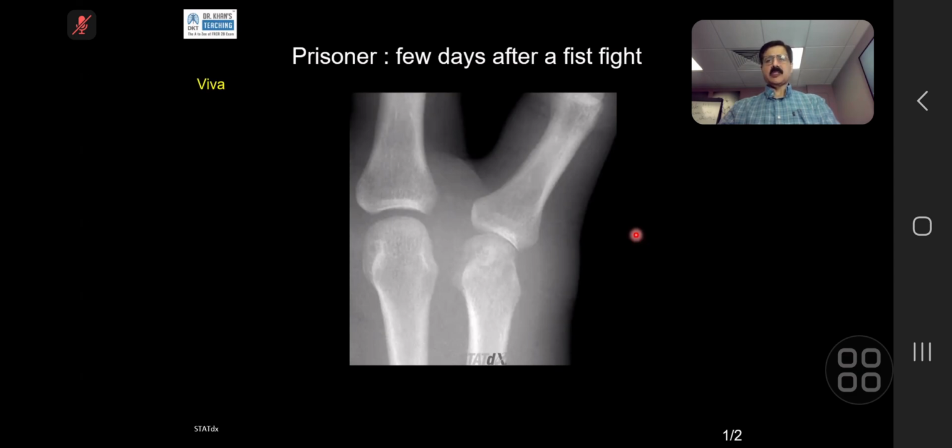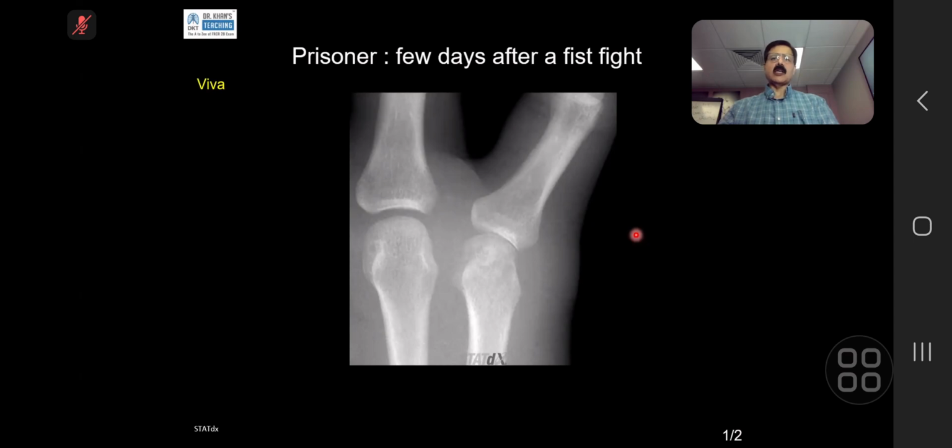You did well. Basically, the point to remember is that this is what we call indirectly a human bite, a fist fight. So the saliva of the other person is what will cause this, and the rate of infection is quite high in this kind of scenario.